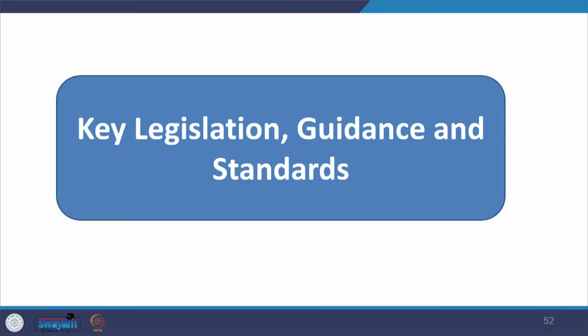Now we'll move on to our next segment in this particular session. We'll look at the key legislation, guidance and standards which are in place to review climate change. Literature indicates that a number of agencies and regulatory authorities have recently set requirements for climate change to be considered in the environmental assessment process, and the process understanding is still evolving. So, we do not really have a complete understanding, and it's not really implemented everywhere.